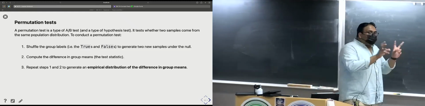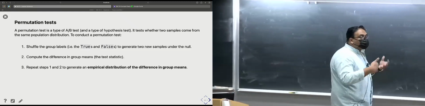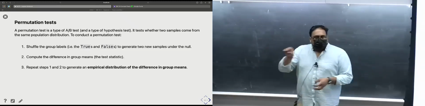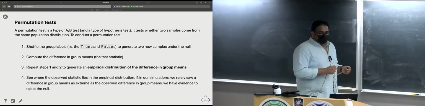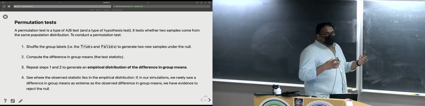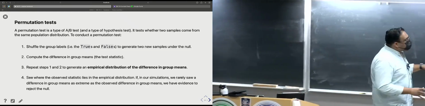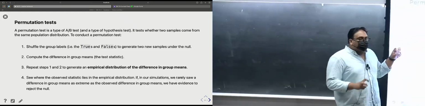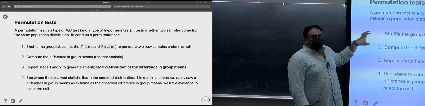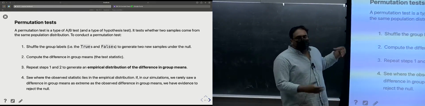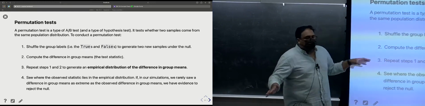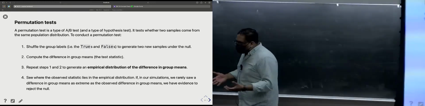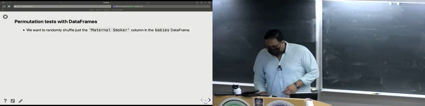When you come up with these 2 new samples, you can compute their difference in group means. And you can repeat this process over and over again to get that empirical distribution of the difference in group means. So, again, all that's really new here is how we are generating data under the null hypothesis. Once we know how to generate that data, the process is the same. You compute a test statistic, append it to an array, draw a distribution, look at a p-value. But the new point is how we are generating this data.